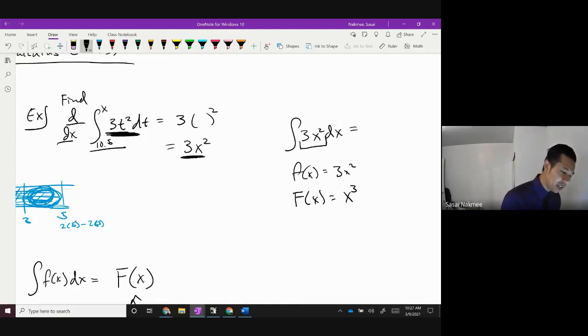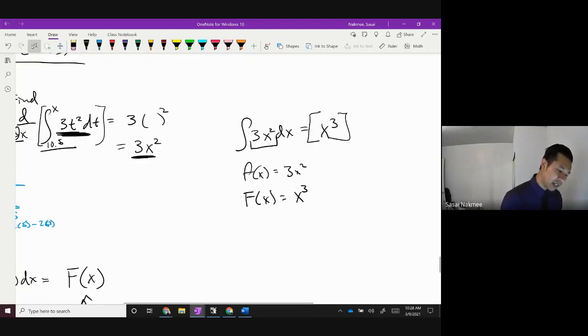That's what this should be. The antiderivative of 3x squared should be x cubed. Now here's the part that I was trying to make the connection with, and I'm so sad that I didn't get to make the beautiful connection with you guys because I messed up on the timing on this, but check this out. If I take the derivative of x cubed, I go over here and say, hey, what's the derivative of x cubed? Thanks to the power rule, that's just 3x squared, isn't it?